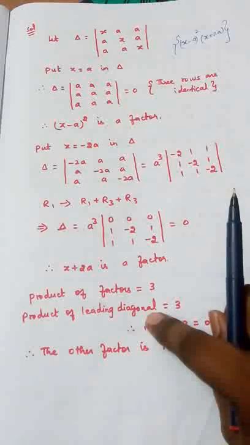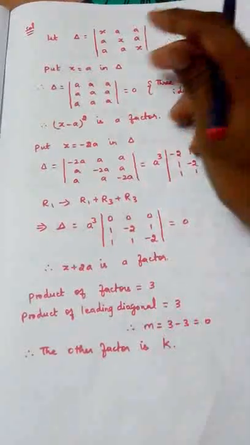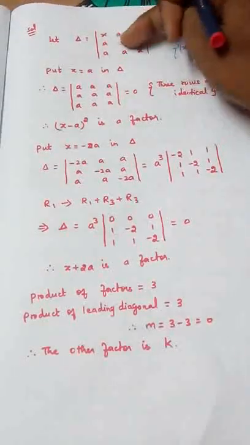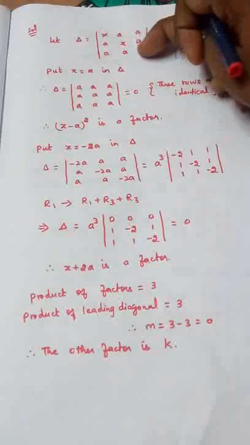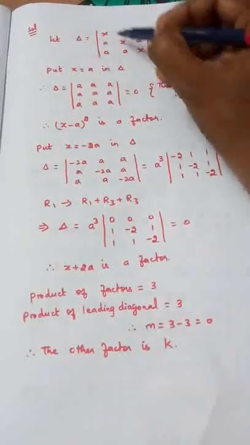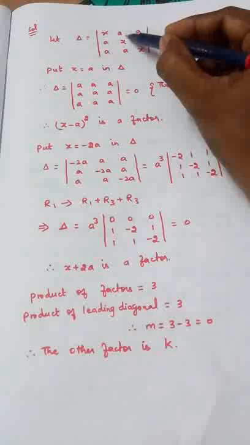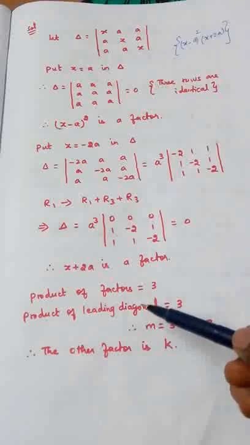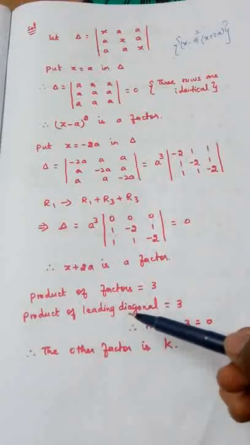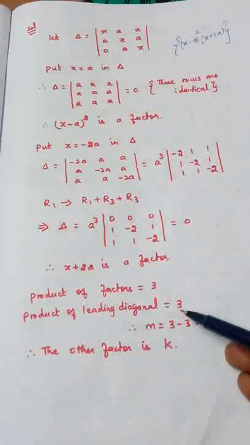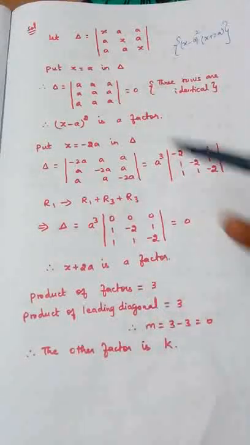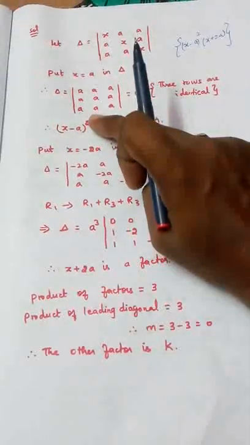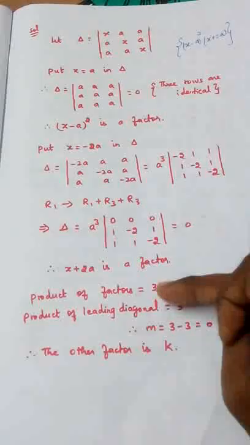Product of leading diagonal elements. Product of leading diagonal means you go for the question delta. Now see, this is called a leading diagonal. Now add the degrees of this leading diagonal. This is x power 1, power 1, power 1. So 1 plus 1 plus 1. That is called the degree of the product of leading diagonal elements. So that is 3. How to find the degree of the product of factors? What are the factors that we found out? Here the degree is 2, here the degree is 1. So 2 plus 1 is 3.